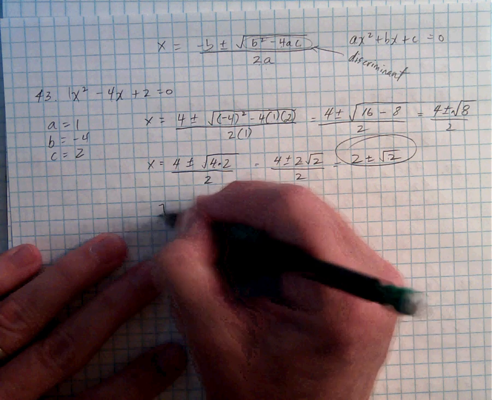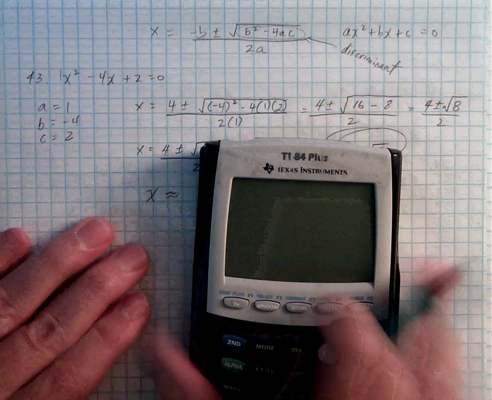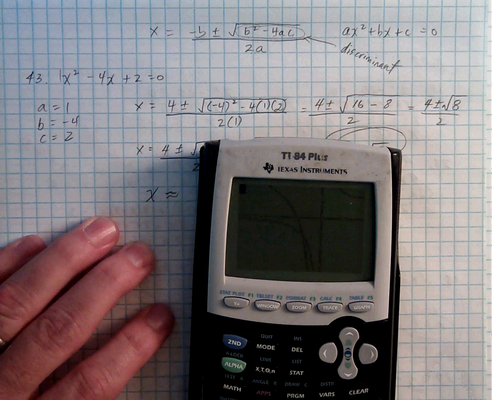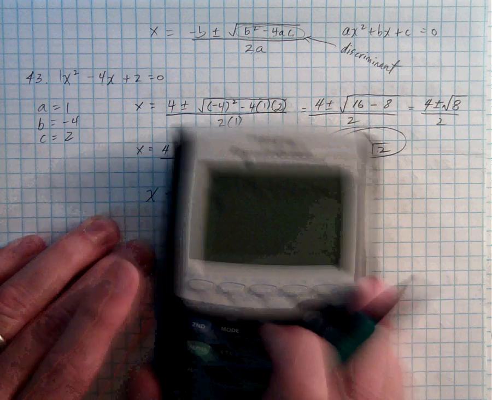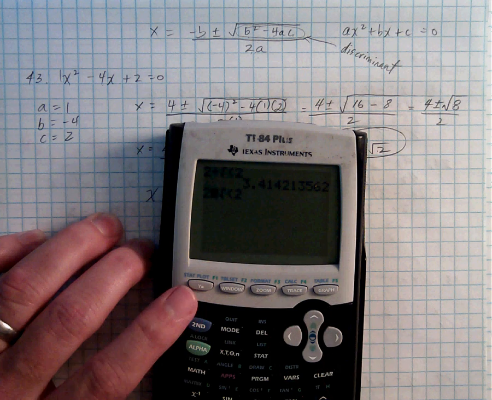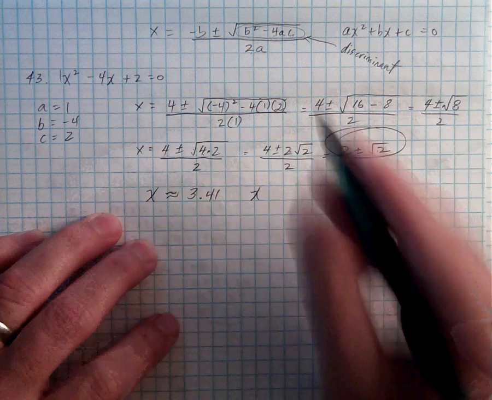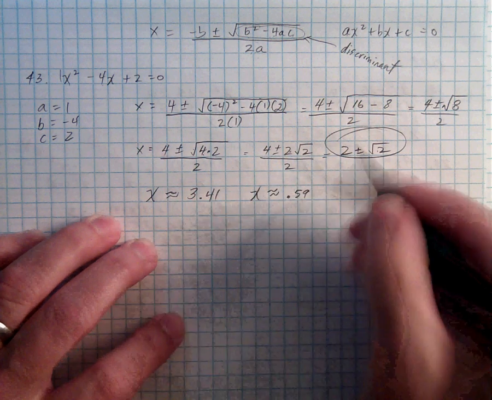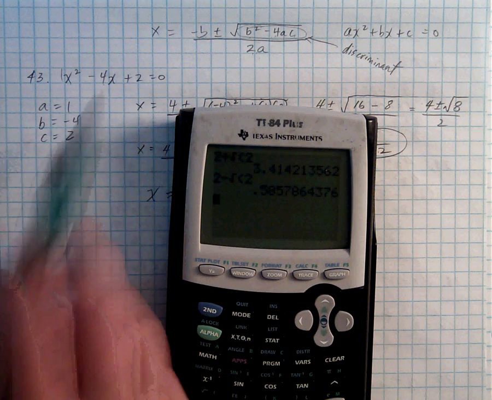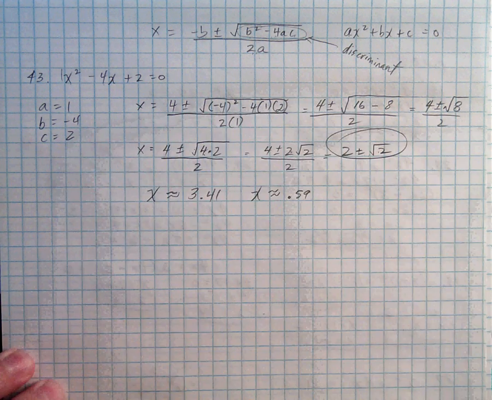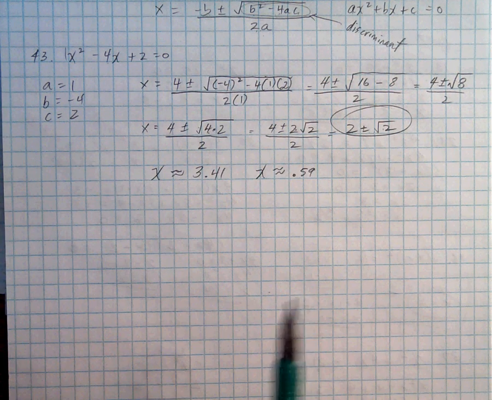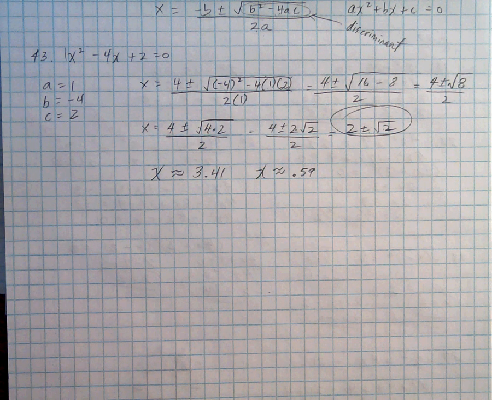Now, what are those approximately? Let's look and see. 2 plus square root of 2 is about 3.41. And 2 minus square root of 2 is 0.59 about. Alright, so that's the approximate solution. So if you were to graph this, what you're asked to do, graph it and see if the solutions match. Alright, I'll leave that for you to do. So that was 43. Let's look at, guess I'll do 57.